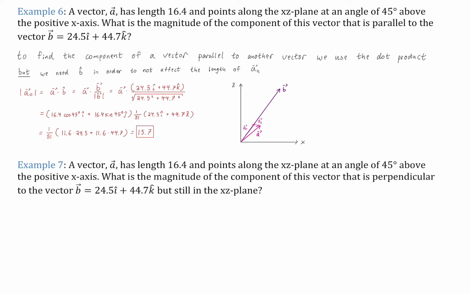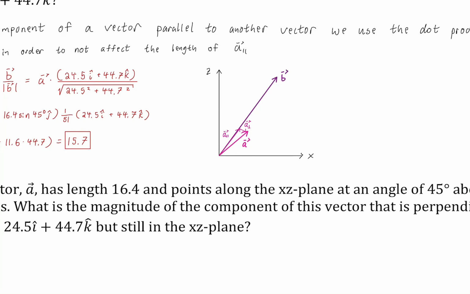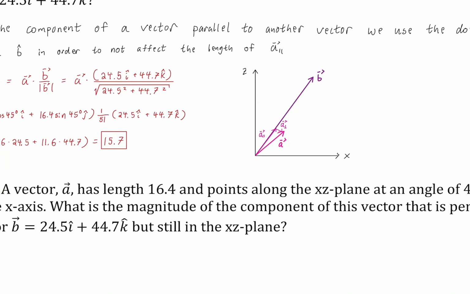No. The cross product is about things that are perpendicular, but it's about things that are perpendicular to both vectors. If I took the cross product of A and B, I get a vector that's perpendicular to both A and B. I don't want that, because the component A perpendicular is definitely not perpendicular to A. It is only perpendicular to B. So A perpendicular, what example 7 is asking for, would not be found using the cross product.